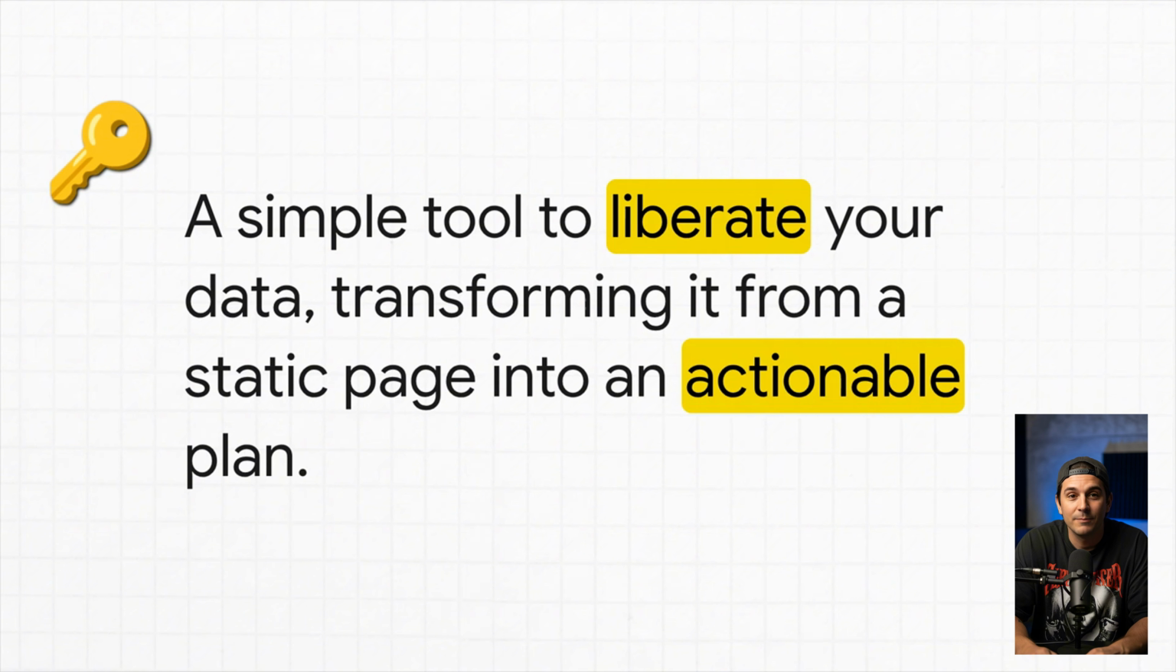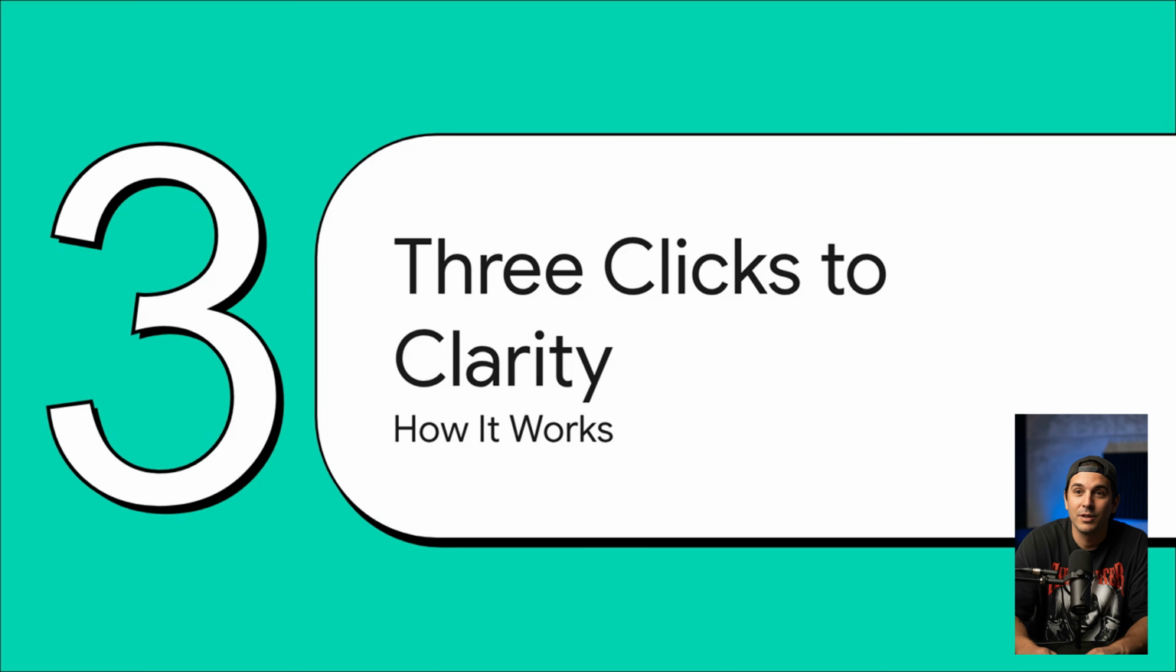So look, Cat Manager isn't just another piece of software. It's really more like a key that unlocks your data. It takes those static, useless pages and in an instant turns them into a living, breathing, actionable plan that you can actually use right away. And the best part? It is ridiculously simple to use. Seriously, we're talking about going from that locked PDF to a fully functional action plan in literally 3 clicks.